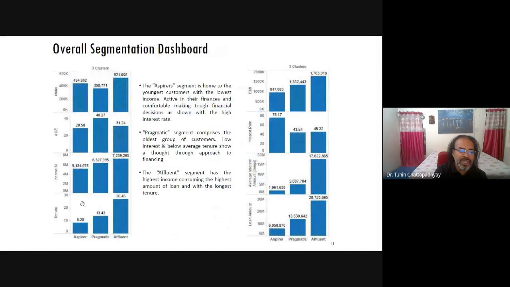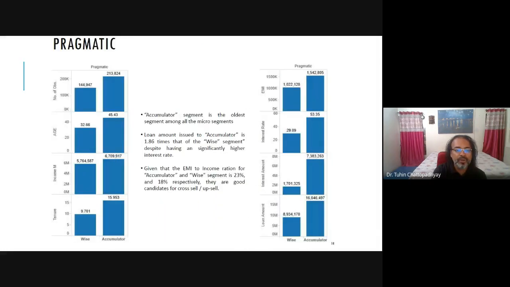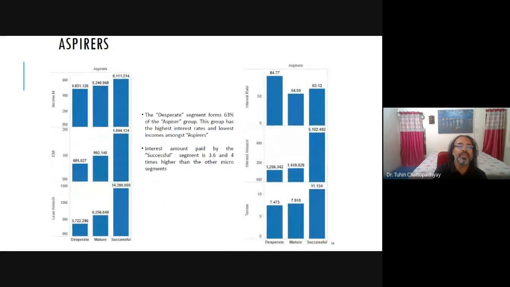I discussed the logic about aspirer, pragmatic, affluent. Why is somebody called aspirer? Why pragmatic? Why affluent? The same logic will be carried forward in the nomenclature of these clusters. Let me show you another example to answer your question, with the disparate part. Now look here. Who are disparate, mature, successful? They are the 3 microclusters of the macro cluster aspirers, right?